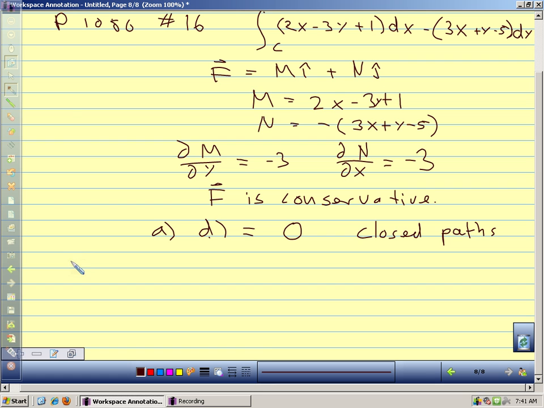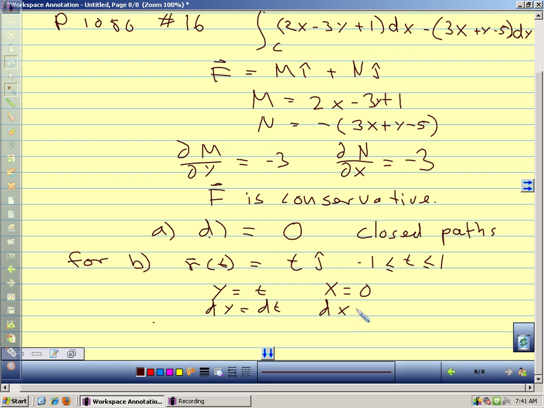Since F is conservative, we can pick any path. Sorry, this is B. Let r of t equal tj. So we're just going straight up the y-axis for -1 less than or equal to t less than or equal to 1. For our parameterization, y equals t, dy equals dt, x equals 0, and dx equals 0.